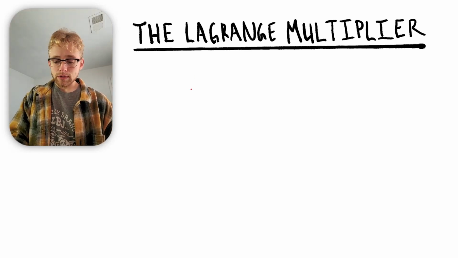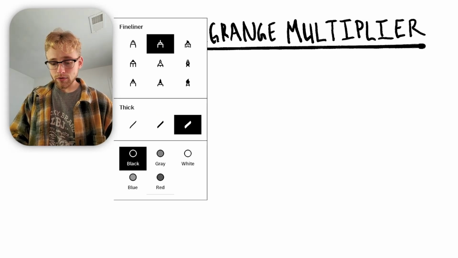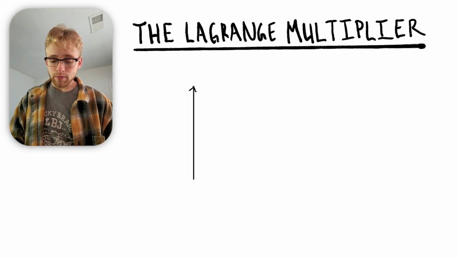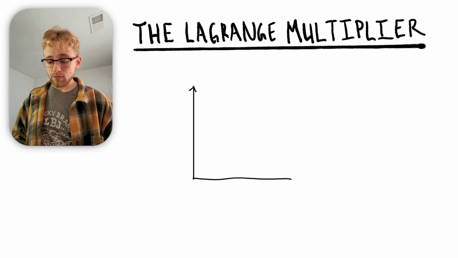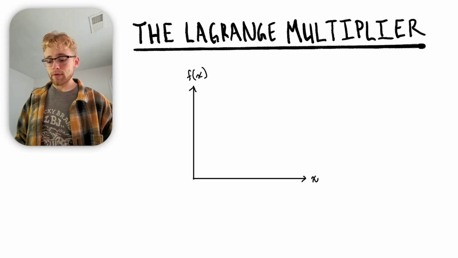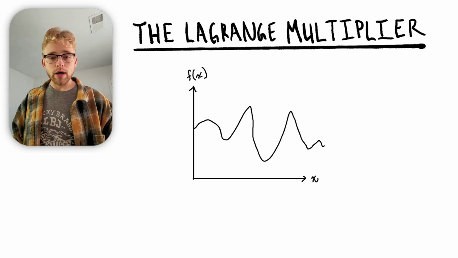So let's get a different color in here for that. Let's go for black. Okay. All right. So say that we have a function that's just of one variable. So we have x, and then we have f of x up here. And this function looks in some weird way, right?